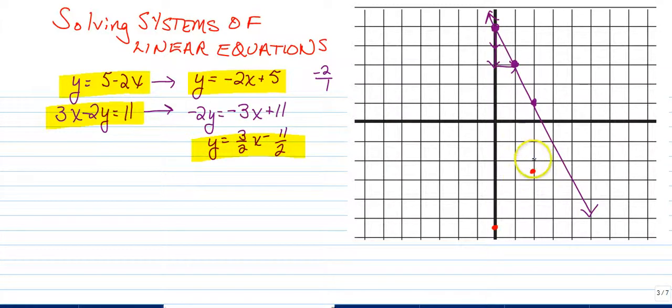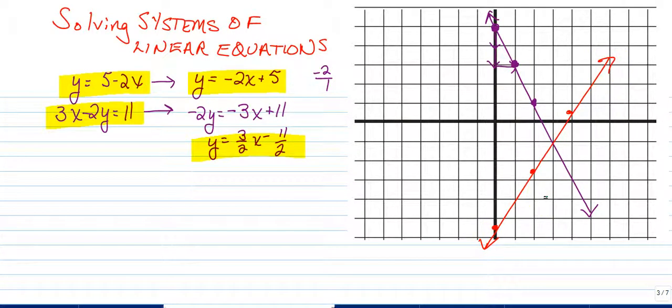I'm going to do that again. Rise 1, 2, 3 units and run 2. Again, I want that third point just to make the line a little more accurate if possible. And now I'm going to draw that line, connecting the points. And thus we have the two lines from the two linear equations.